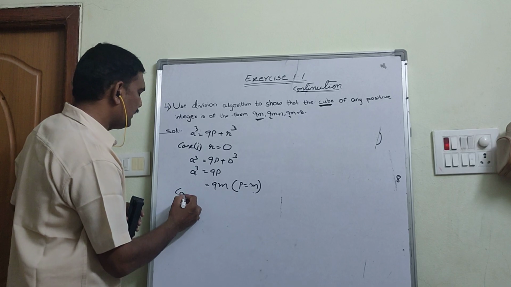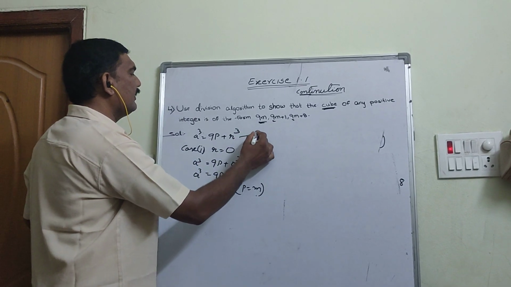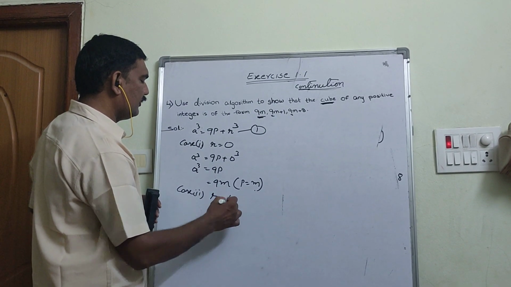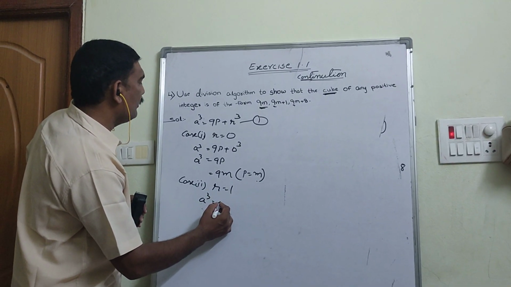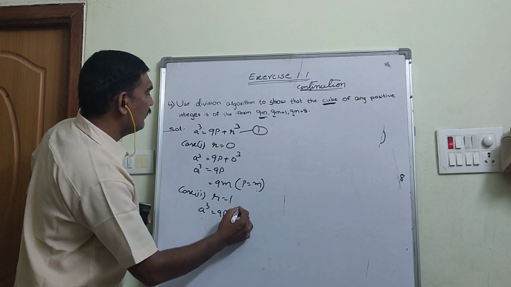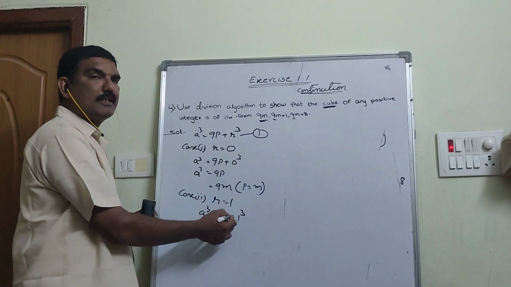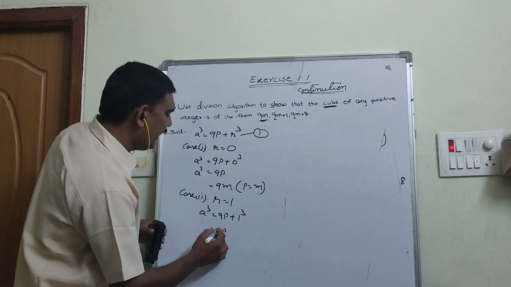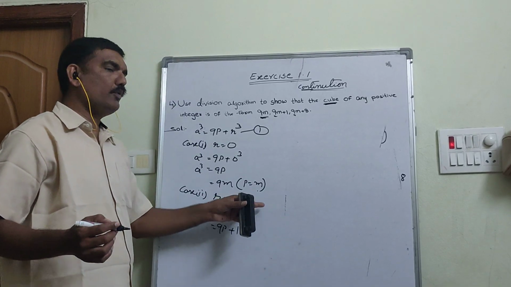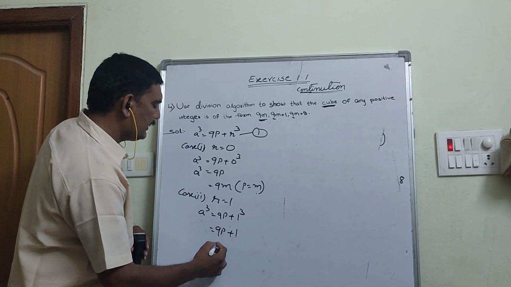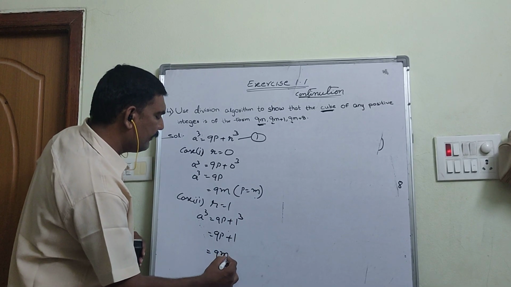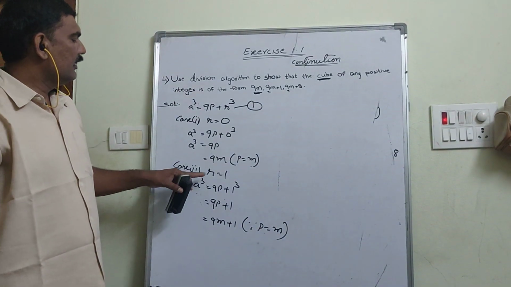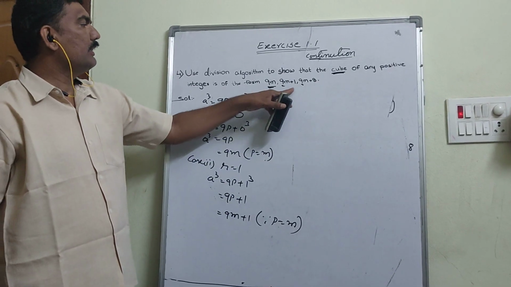Now case 2. Again, this is equation number 1. In this, in place of r, you have to substitute 1. Let r is equal to 1. Then it becomes a cube is equal to 9p plus 1 cube, because in place of r, I substituted 1. You got 9p plus 1 cube, means 1 into 1 into 1, it is 1. Again, in place of p, I am writing m. 9m plus 1, since p is equal to m. So in case 2 also you got 9m plus 1 only.